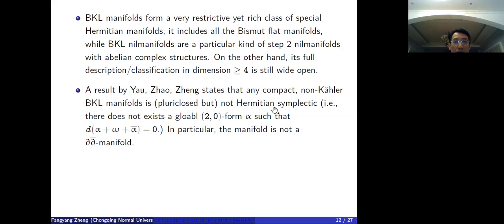So our result shows that BKL manifolds, they're pluriclosed, right? But they're not Hermitian symplectic.